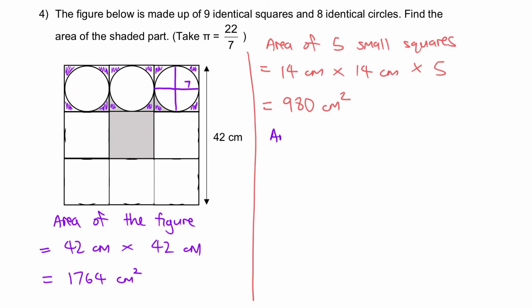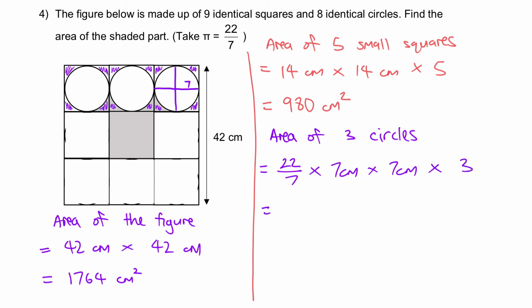Next, we're going to figure out what is the area of 3 small circles. So area of three circles will do. All right, there are no other circles to be confused with. So area of 3 circles. Area of 1 circle is pi times the radius times the radius. Okay, so this is the radius, 7. And this is 1 circle, so we need to times 3. The answer will be 462 cm square.